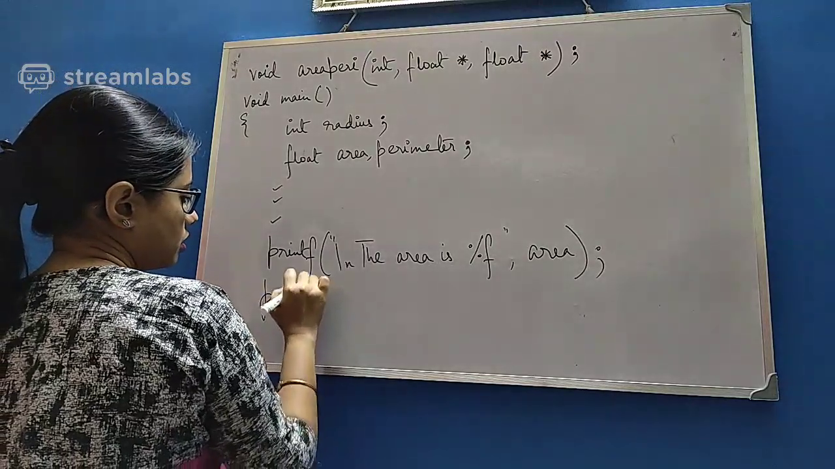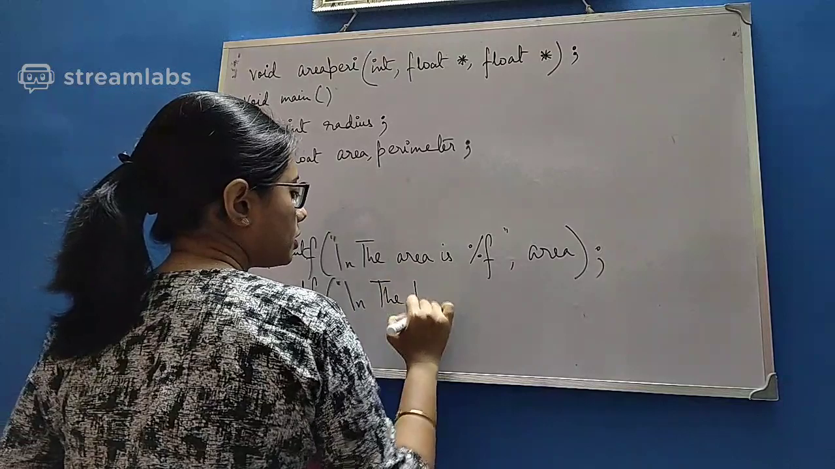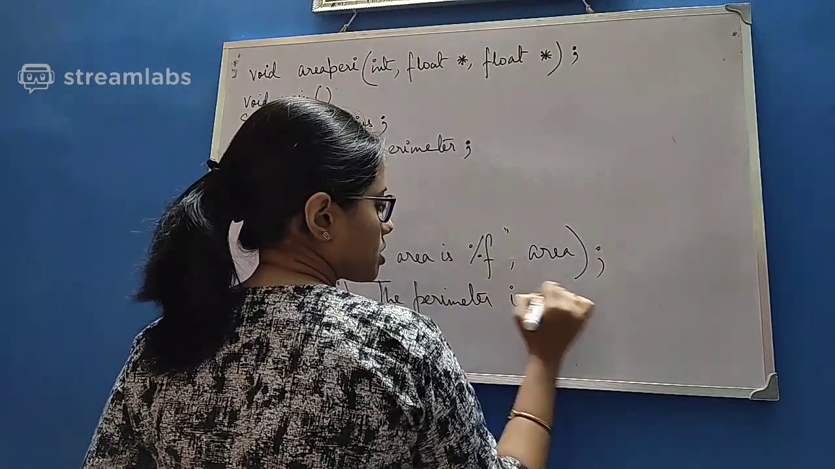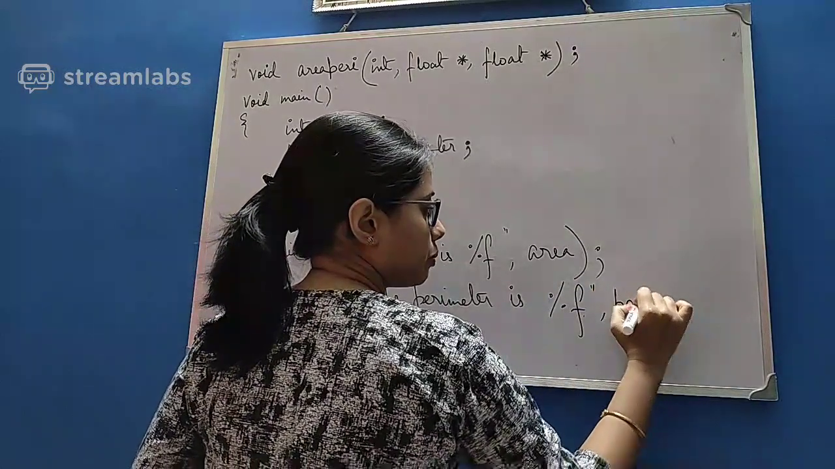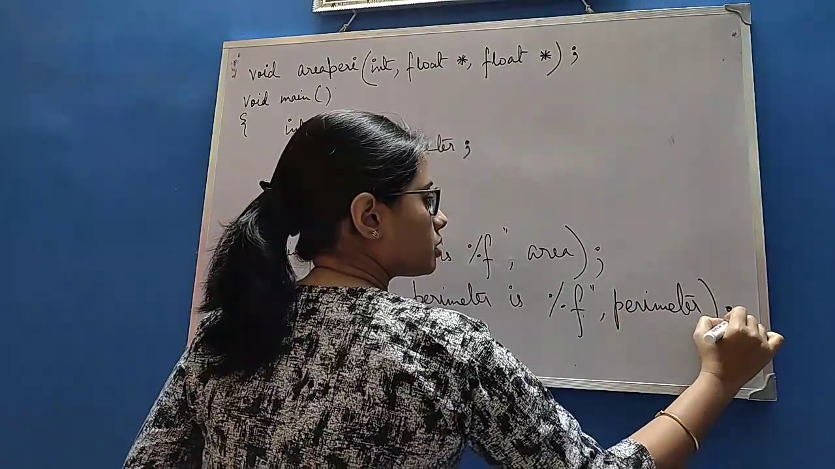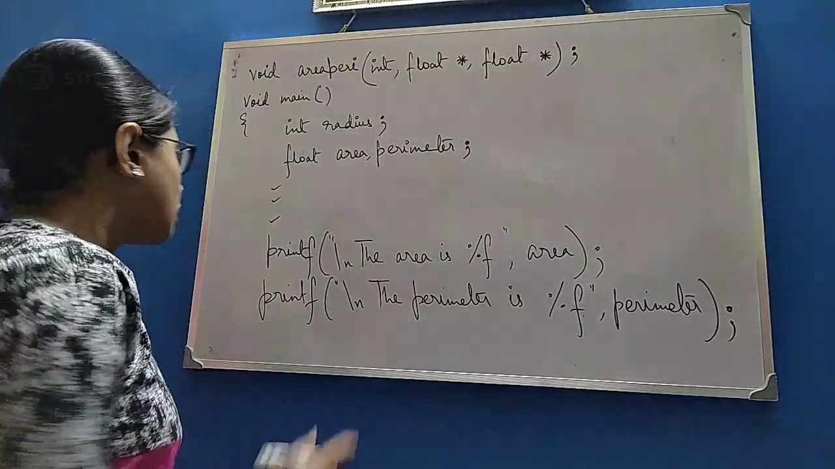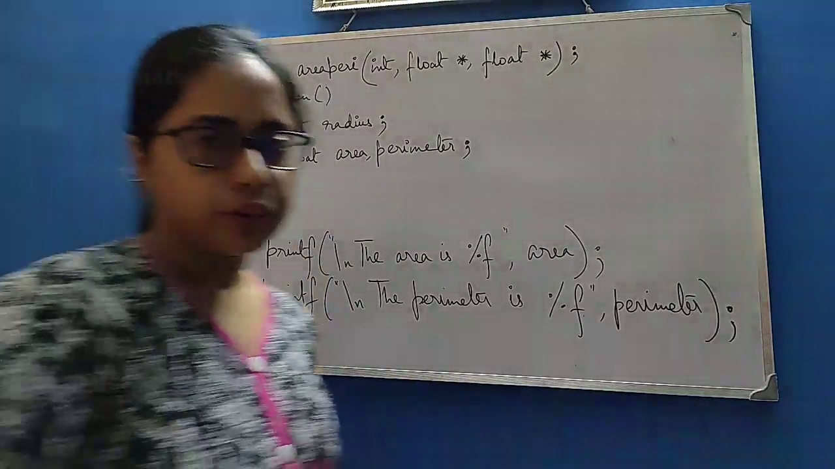Similarly, the perimeter is %f again. Perimeter. Right? So these are the statements which are normal. These are also the printf and scanf. They are also something that you will be able to write.